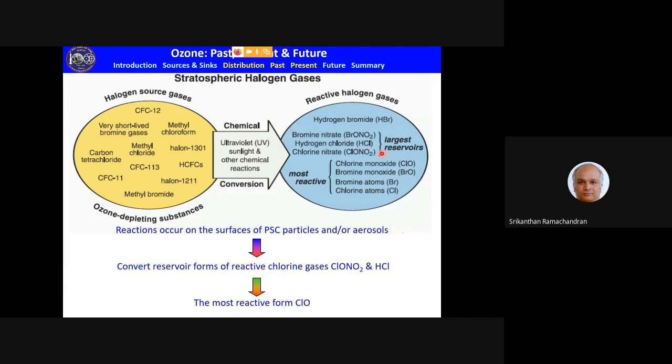And these reactions will occur on the surfaces of aerosols, which we will see now, and then they become reservoirs of chlorine gases, where the most reactive form, chlorine oxide, is produced, which will further deplete ozone significantly.